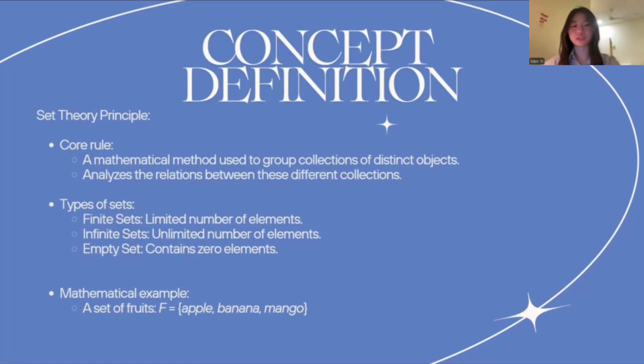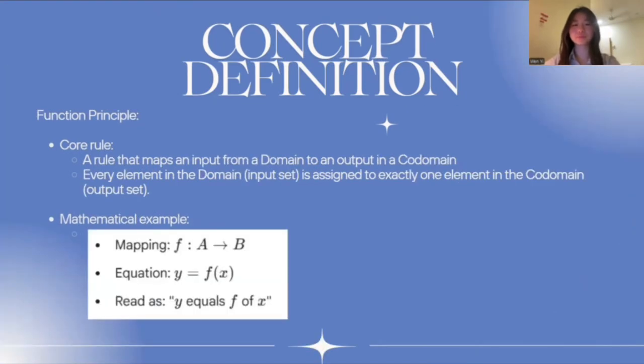The last concept I will talk about is the function principle. A function is a rule that maps each input from a domain to exactly one output in a codomain. For example, a car can only occupy one parking space. In this instance, the car would be the input, which is the domain, and the parking space would be the codomain, which is the output. These are the mathematical examples of how you can write the notation for functions.